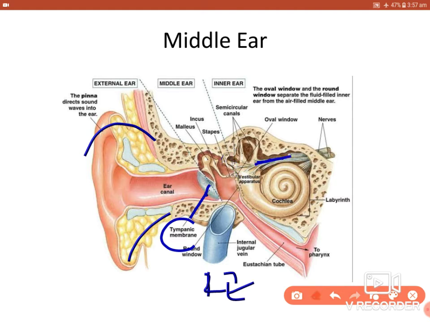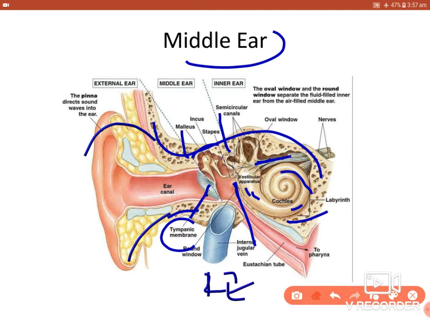There you can see a prominence. This is the promontory. This is due to the first turn of the cochlea of the inner ear. This one is the roof. The roof is formed by the petrous part of the temporal bone. So this is the temporal bone. Here the ear is housed in this temporal bone.